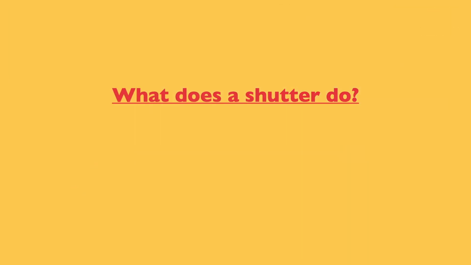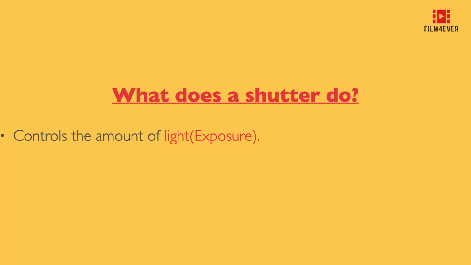What does the shutter do? The shutter controls the amount of light. This comes as a no-brainer, which controls the exposure ultimately. It also controls the motion blur in the video.